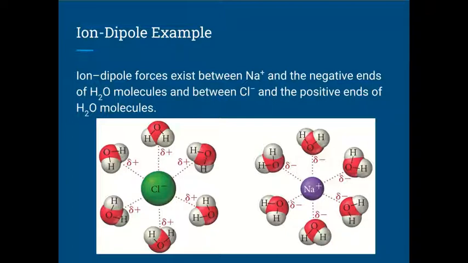Here's an example of an ion-dipole. Ion-dipole forces exist between sodium and the negative ends of water molecules, and between chloride and the positive ends of water molecules. So if we look at the chloride first, this is our negative anion of chlorine, and you can see that these water molecules have their dipole moments pointing away, which means the positive end is surrounding the chloride ion. For the sodium, it's exactly opposite. The water molecules flip around the other way, so that the partially negative end is close to the positive cation. And then they form this sphere of hydration around each ion. And that's what happens when salt dissolves in water.